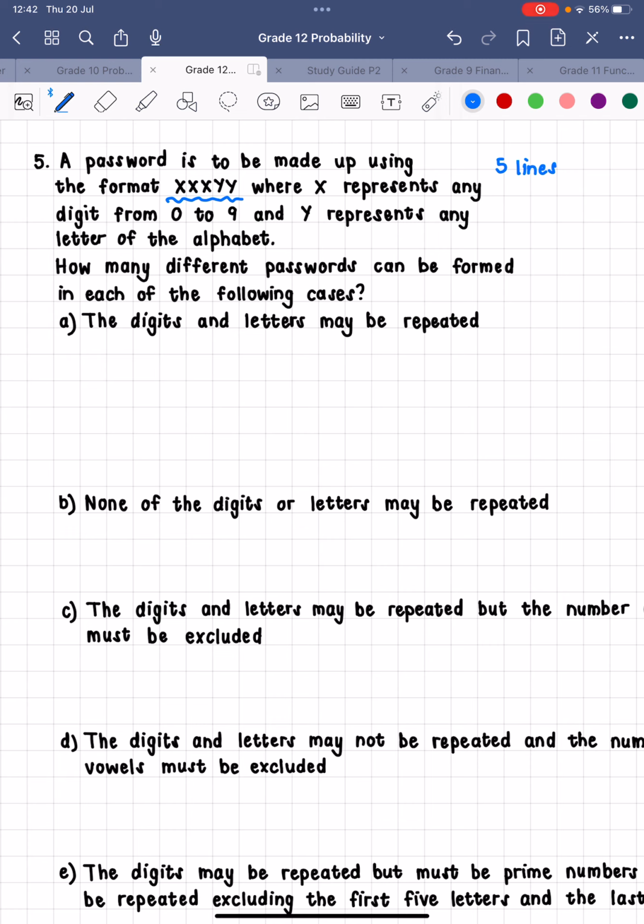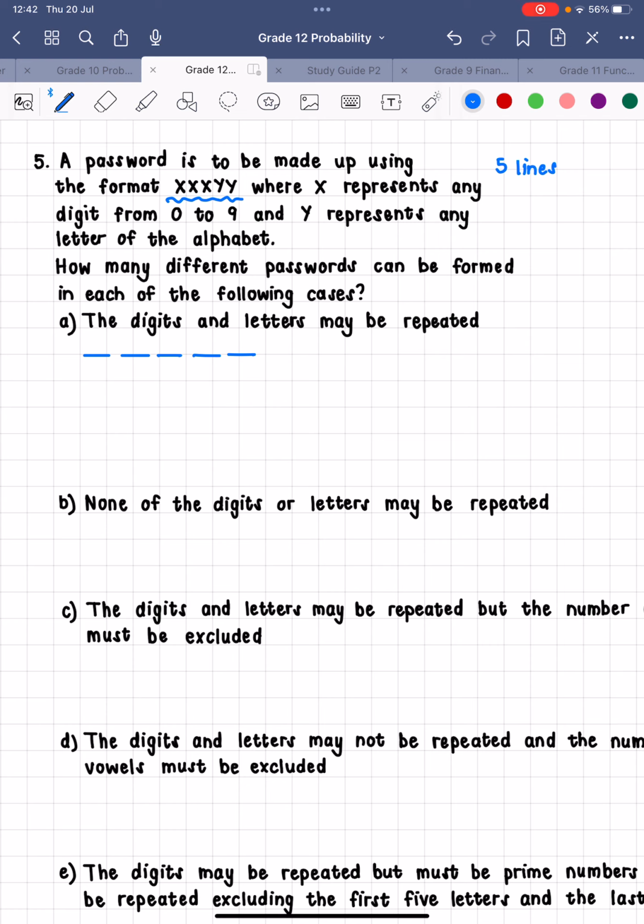Where X represents any digit from 0 to 9. Alright, so this password is going to have to start with 3 numbers, from 0 to 9. And Y represents any letter of the alphabet. So we're going to have 3 numbers and then 2 letters. How many different passwords can be formed in each of the following cases? For A, the digits and letters may be repeated. So we are doing our 5 lines, 1, 2, 3 for XXX, and then 2 lines for Y and Y.